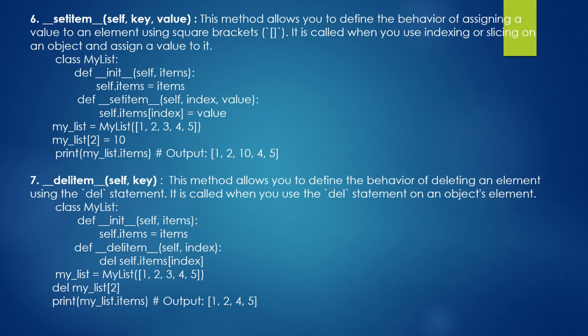Next one is delitem. Here we pass an argument key to it. This method allows you to define the behavior of deleting an element using the del statement. It is called when you use the del statement on an object's element. Here is an example which demonstrates the usage of the delitem method.